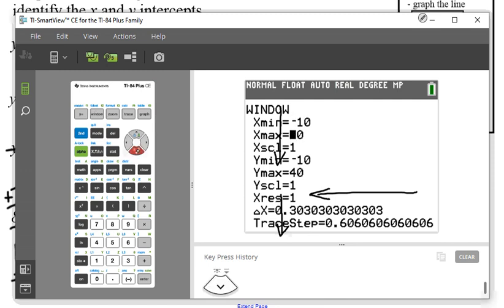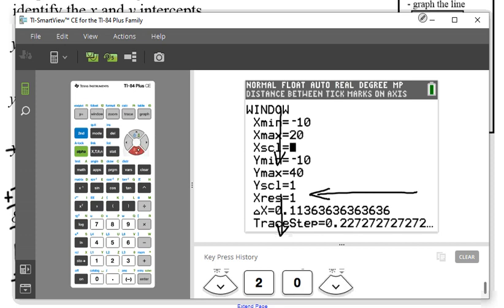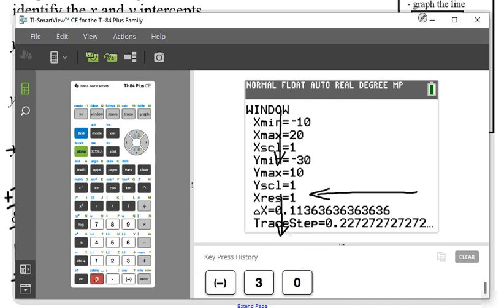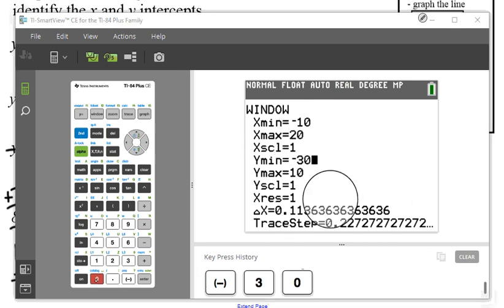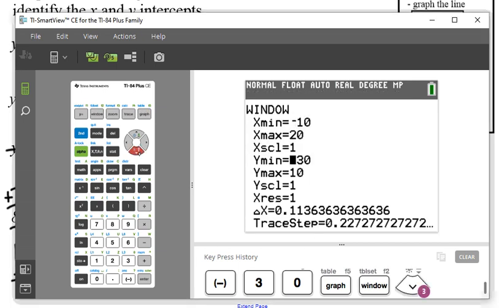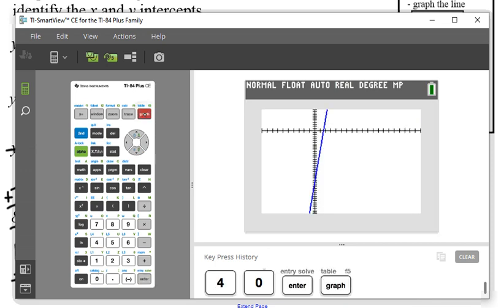X max needs to come way over. Let's go to 20. My y max needed to come way down. Let's go to 10. My y min we saw needed to go down. So let's take it negative 30 because I'm not exactly sure how much. So we can play around with it till we get what we need. In that case, I have a nice x-intercept. I want to bring this down just a little bit more so it's a little nicer to see where exactly the y-intercept is. So my y min, I'll take down to negative 40. Graph that. There I go.